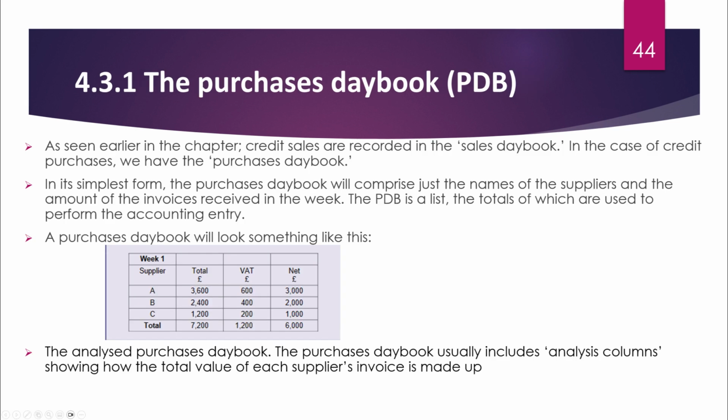For point 3, the Purchases Daybook, PDB. As seen earlier in the chapter, credit sales are recorded in the sales daybook. In the case of credit purchases, we have the Purchases Daybook. In its simplest form, the Purchases Daybook will comprise just the names of the suppliers and the amount of the invoices received in the week. The PDB is a list, the totals of which are used to perform the accounting entry. A Purchases Daybook will look something like this.